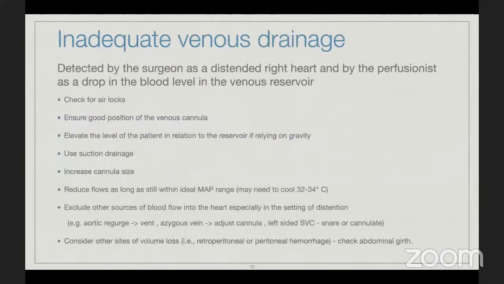Okay. So inadequate venous drainage can be detected by the surgeon as a distended right heart, or by the perfusionist as a drop in the blood level in the reservoir. First, you need to check for any airlocks in the venous line. If there are none, ensure good position of the venous cannula. Elevate the level of the patient in relation to the reservoir, and use suction drainage. Maybe you need to upgrade your cannula size, reduce the flow as long as you are still within an appropriate MAP range, and exclude other sources of blood flow into the heart, especially in the setting of distended ventricles, like aortic regurgitation. You might need to add a vent. In case of an azygos vein, you need to adjust your venous cannula, and in case of a left-sided SVC, you might need to snare it or cannulate it.